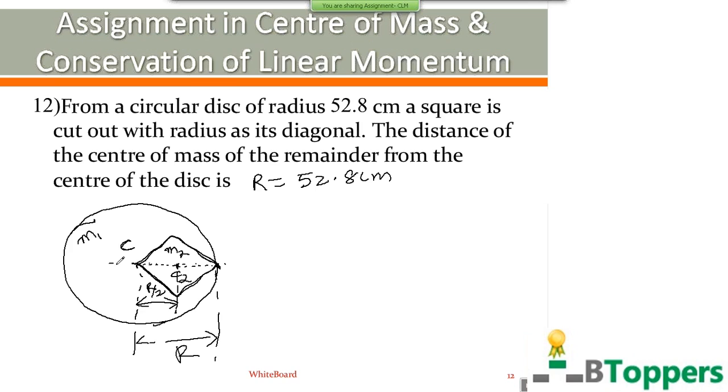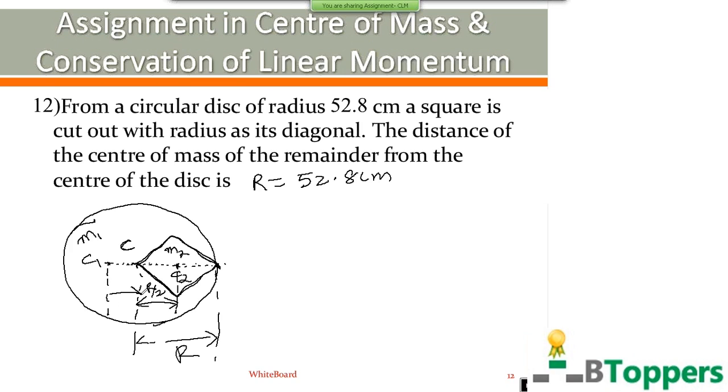Let C1 be the center of mass of the remaining disc with mass M1. C2 is the center of mass of the square piece cut out, and M2 is the mass of the square piece which is cut out. That means C2 is the center of mass of M2, and C1 is the center of mass of M1. Suppose the square piece which is cut out from the original disc is put back in the original position, then the center of mass of the system will be at C. It means the center of mass of the system of the two masses M1 and M2 will be at C.